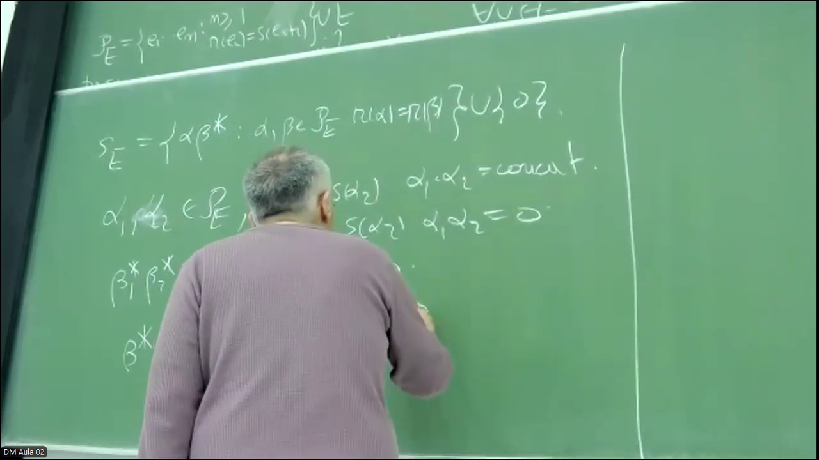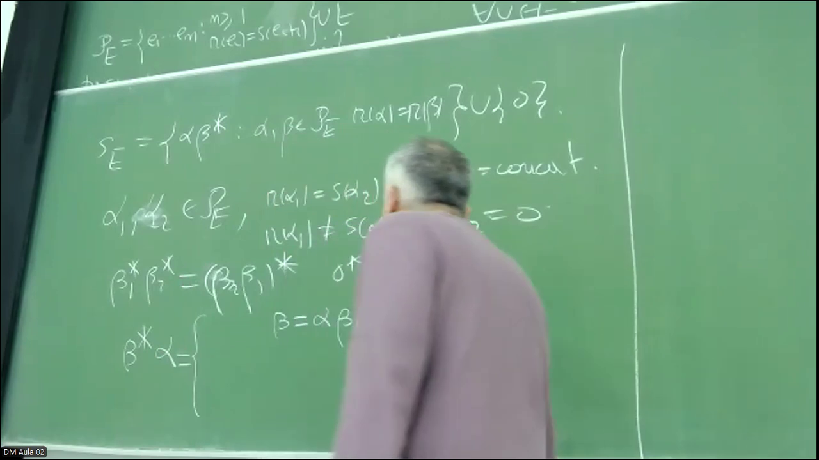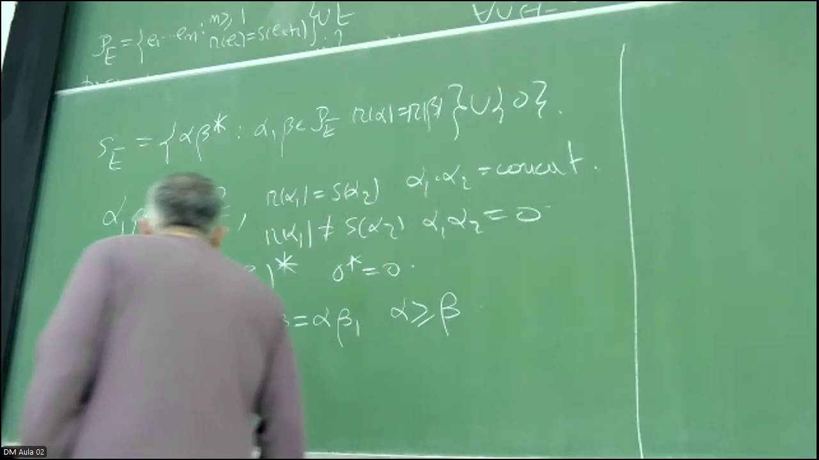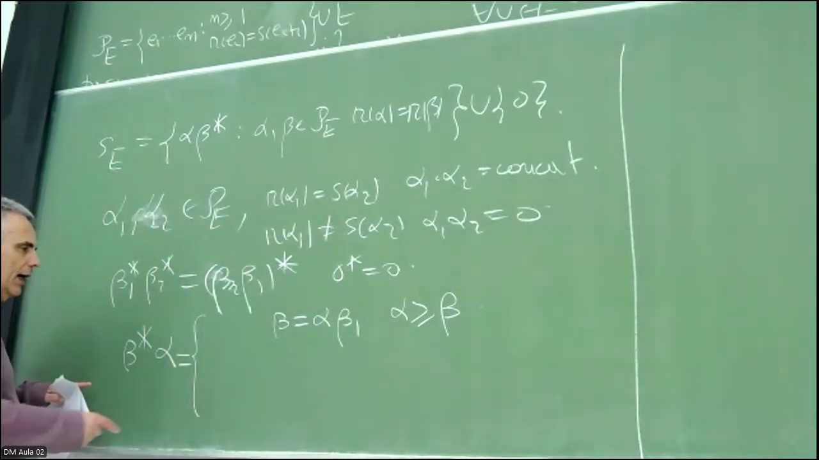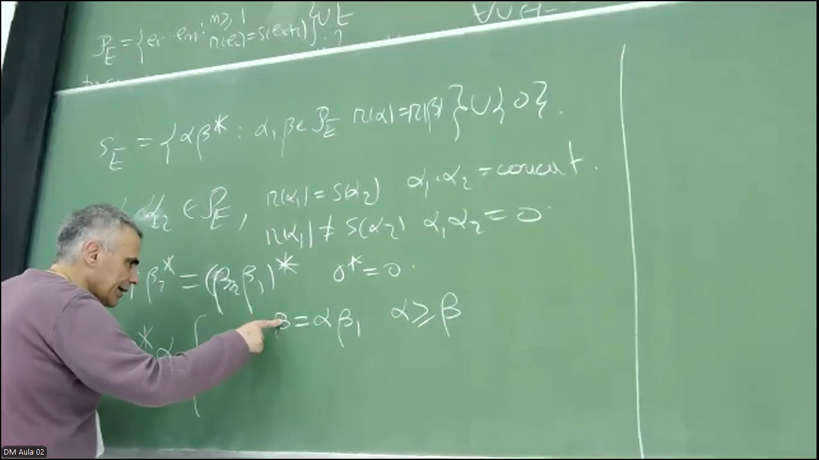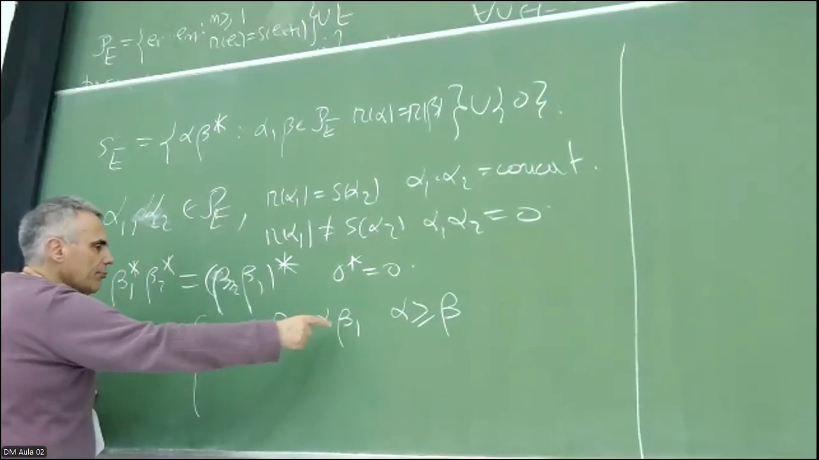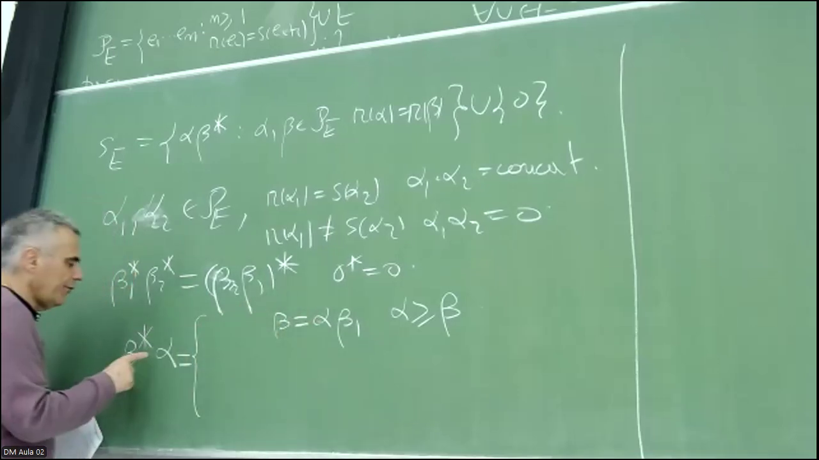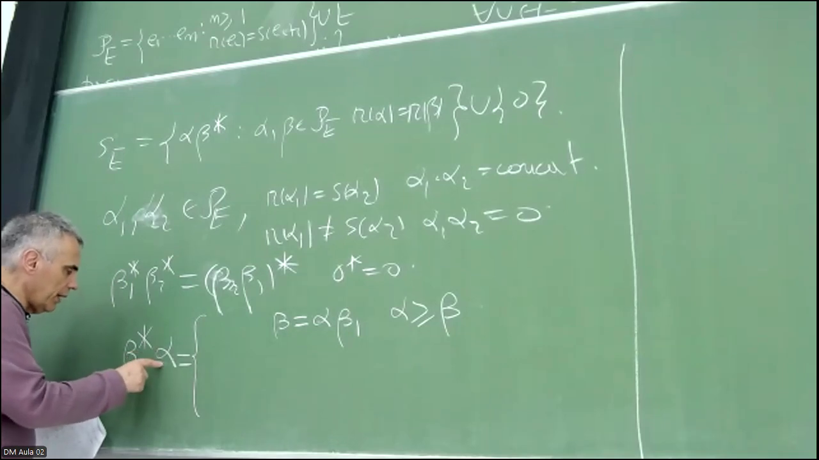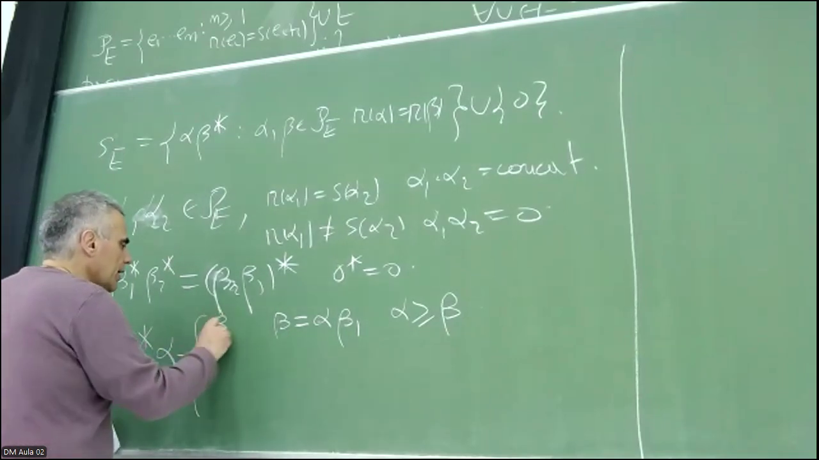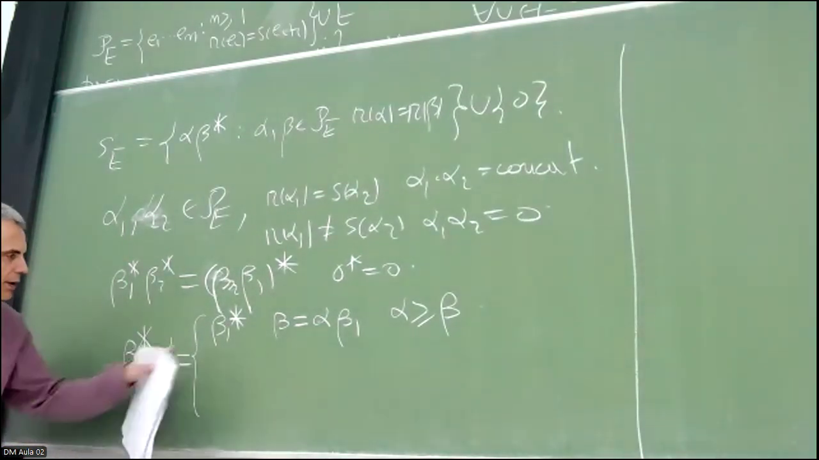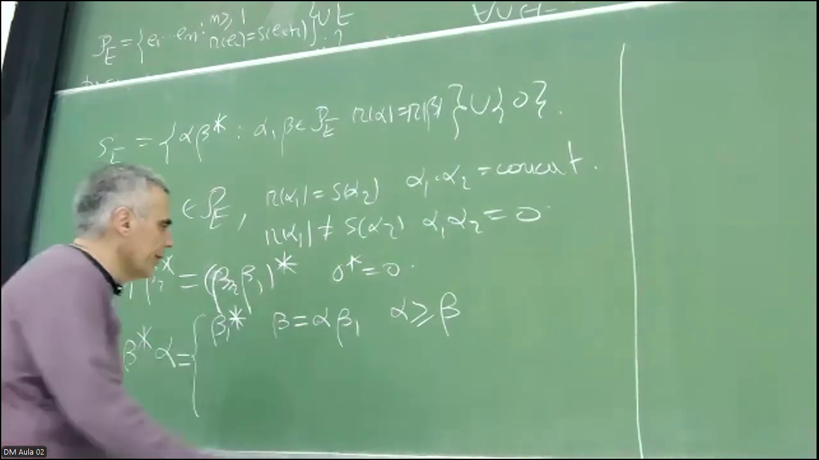So I write, in this case, I say that alpha is bigger or equal than beta. So in this case, this alpha that sits inside beta, when I star it, I get beta 1 star, alpha star alpha. Alpha star alpha is the range of alpha, and therefore we get beta 1 star. So this product is beta 1 star in this case.